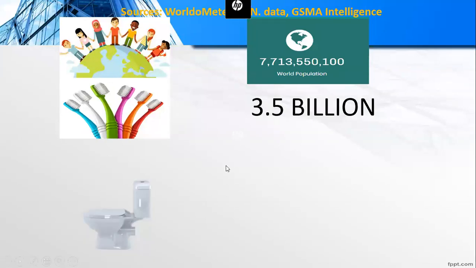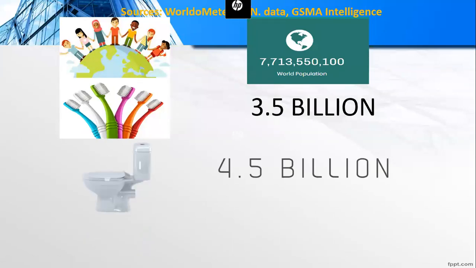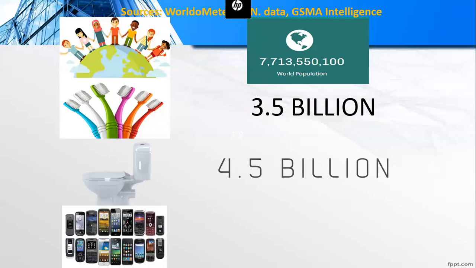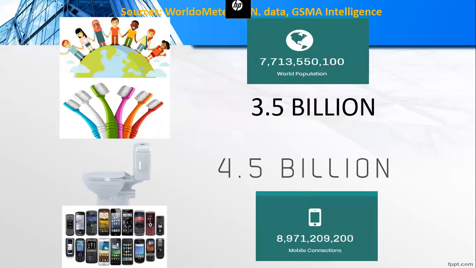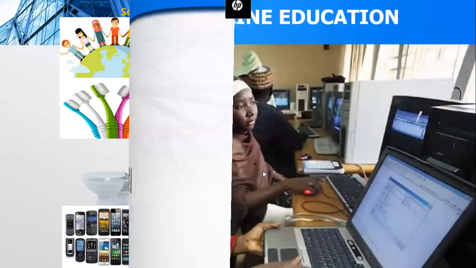Not half of us. And how many people are having toilet? About 4.5 billion having toilet. But how many people have a mobile phone? We have 8.9 billion, which means more people are having devices than people on it. It tells us that people are having 3 phones, 2 phones, 5 phones, 6 phones, one person. And that's why there are more devices in the world. So people are on the internet and they are using devices a lot.